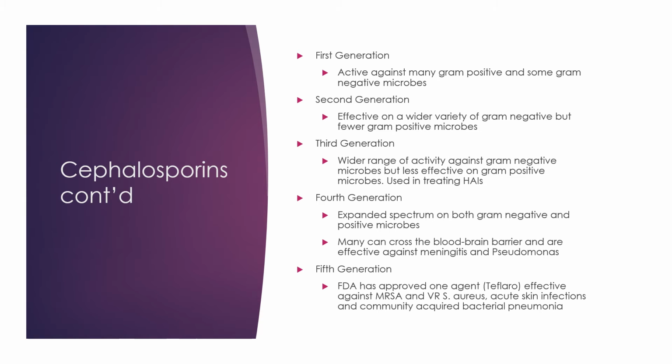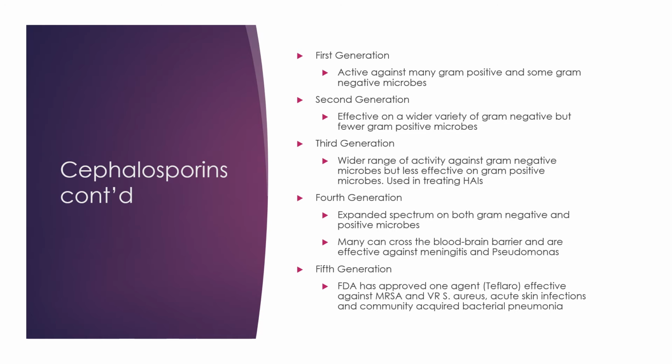Okay, so in our first generation, these are active against many gram-positive and some gram-negative microbes. The second generation is effective on a wider variety of gram-negative, but fewer gram-positive microbes. In the third generation, we have a wide range of activity against gram-negative microbes, but they're less effective on the gram-positive microbes, and these are usually used in treating hospital-acquired infections.